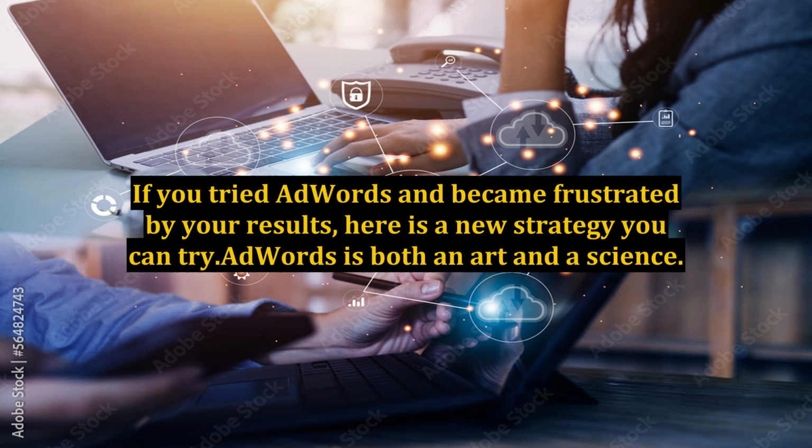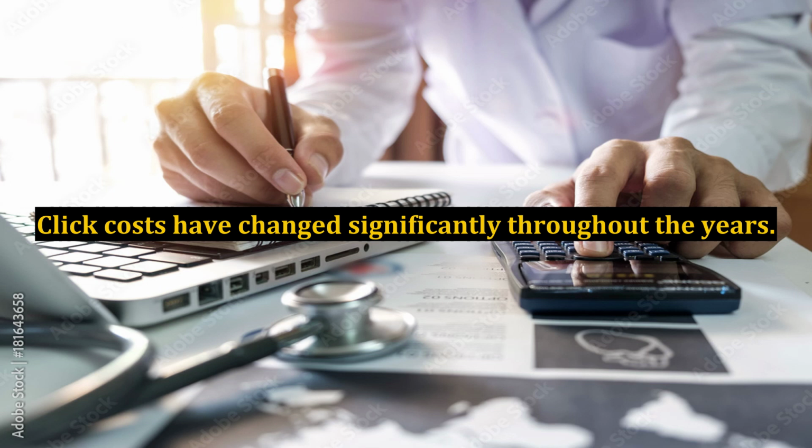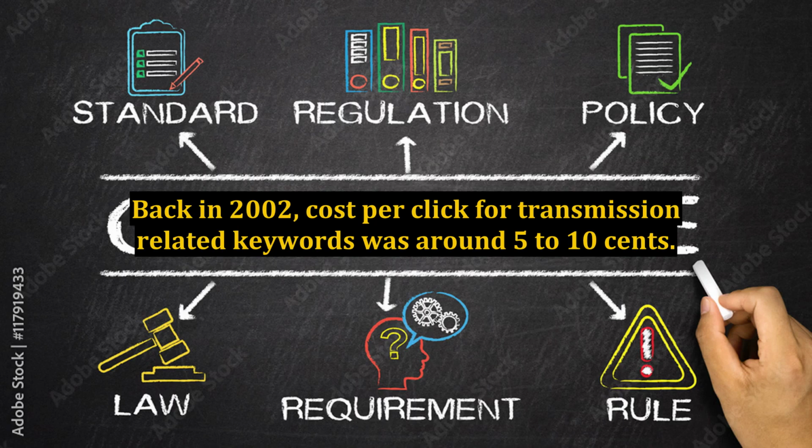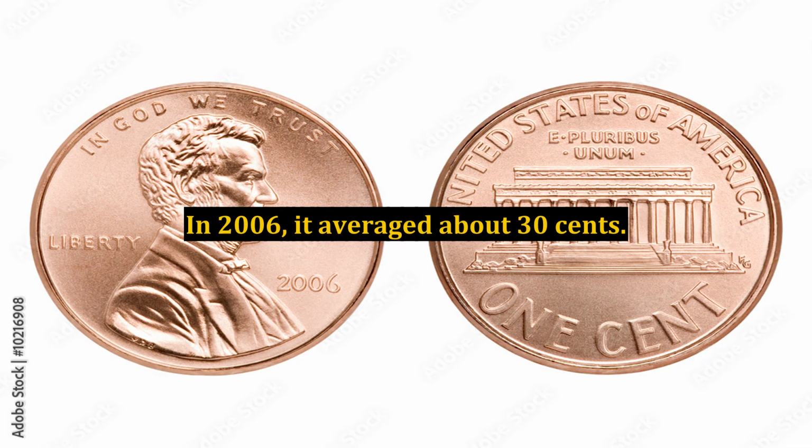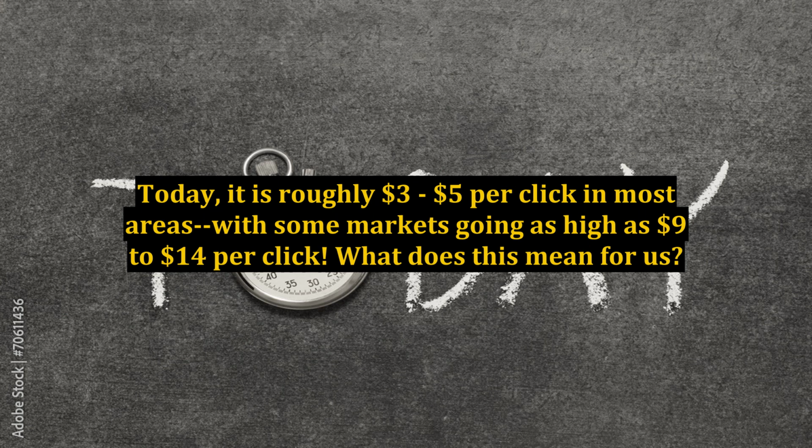AdWords is both an art and a science. Click costs have changed significantly throughout the years. Back in 2002, cost per click for transmission-related keywords was around 5 to 10 cents. In 2006, it averaged about 30 cents. Today, it is roughly $3 to $5 per click in most areas, with some markets going as high as $9 to $14 per click. What does this mean for us?